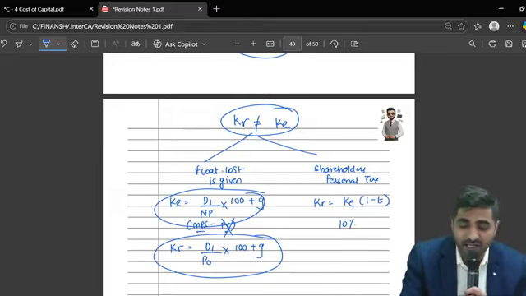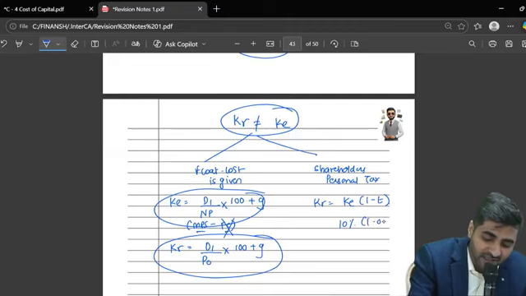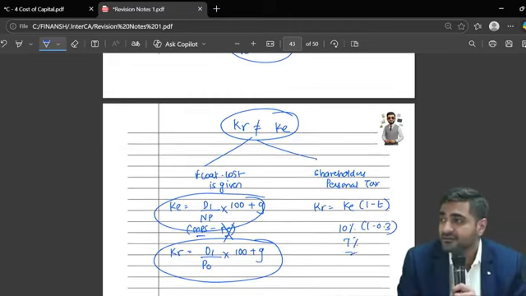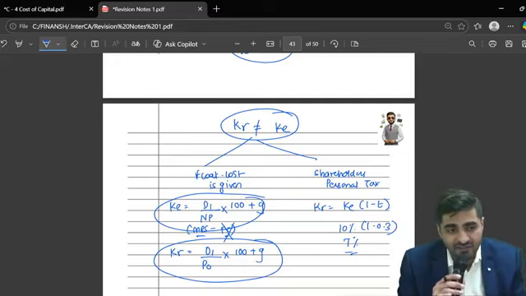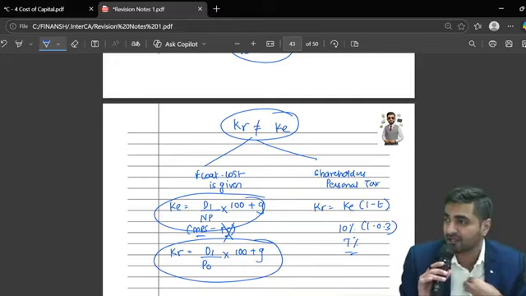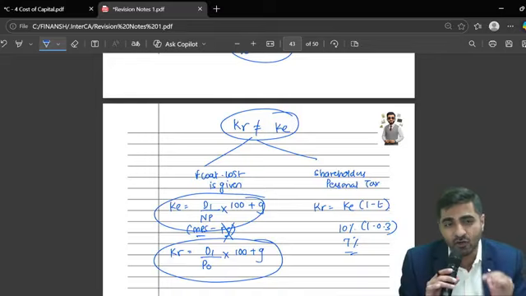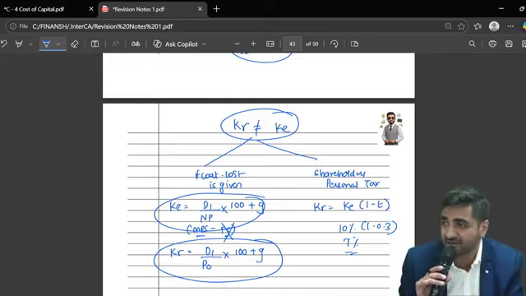So if 30% is the tax rate, your KR will become how much percentage? 7%. So on that reserves and surplus which I have kept with me, I will only want to earn how much percentage? 7%.